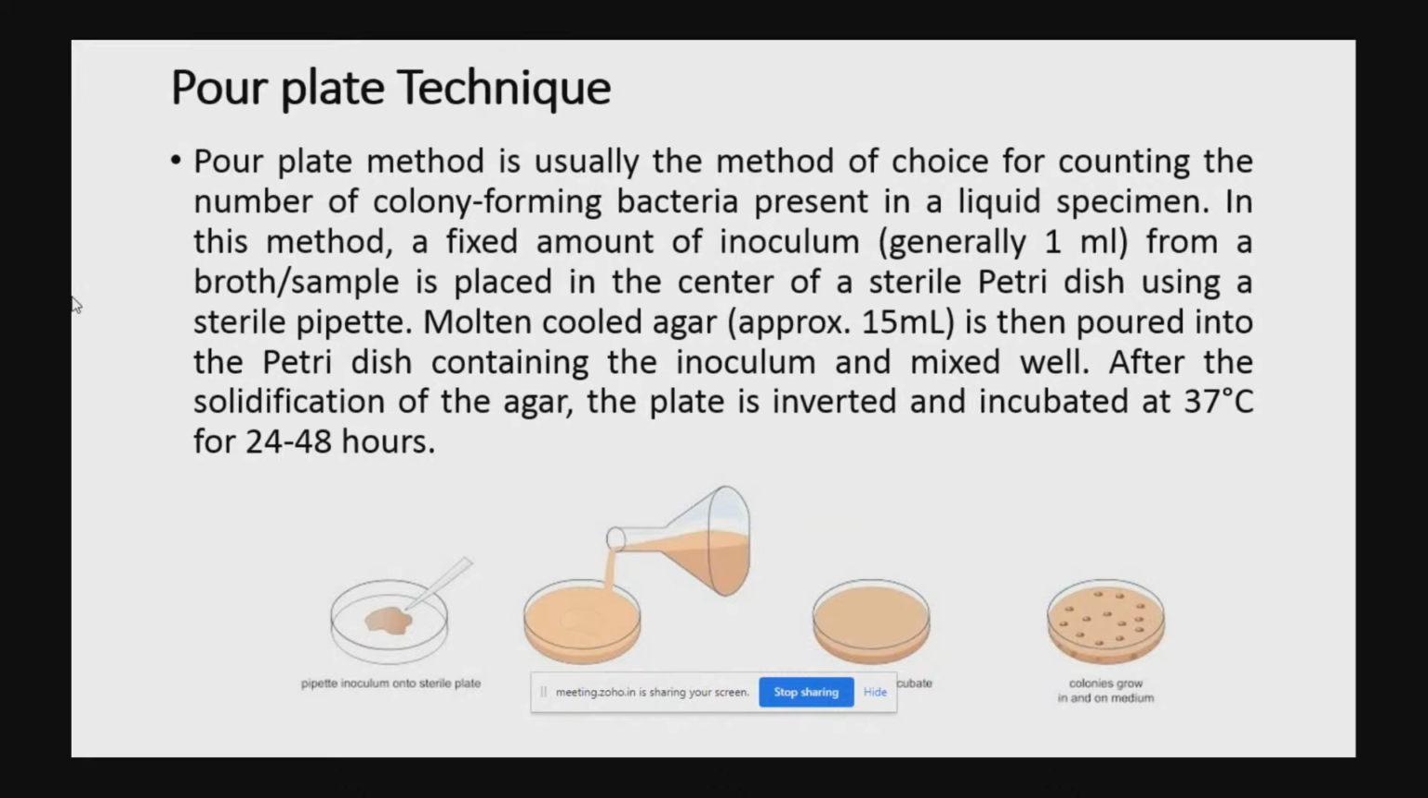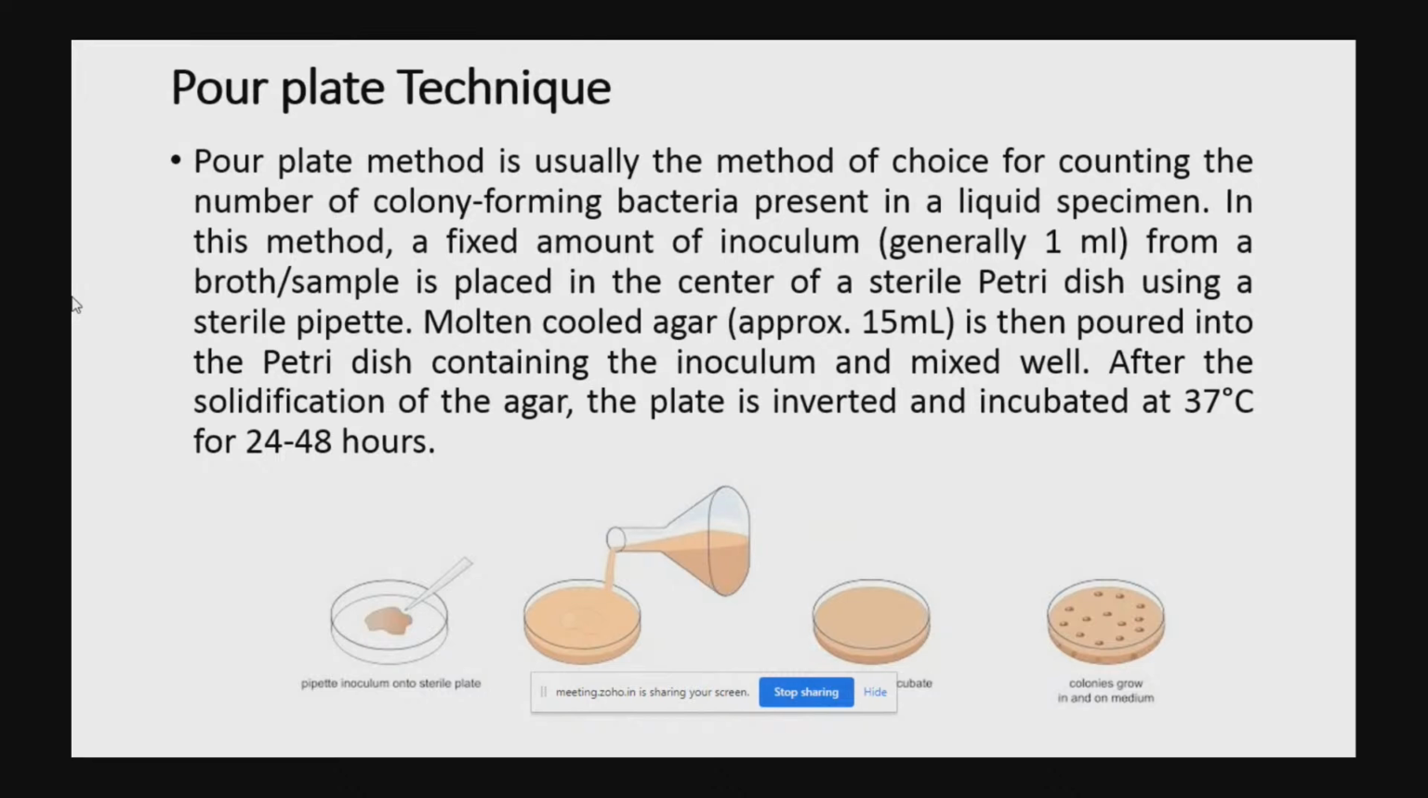Molten cooled agar is then poured into the petri dish containing the inoculum and mixed well. After the solidification of the agar, the plate is inverted and incubated at 37 degrees centigrade for 24 to 48 hours, or whatever temperature and time is required by the pharmacopoeial requirements. So it is a very simple technique.